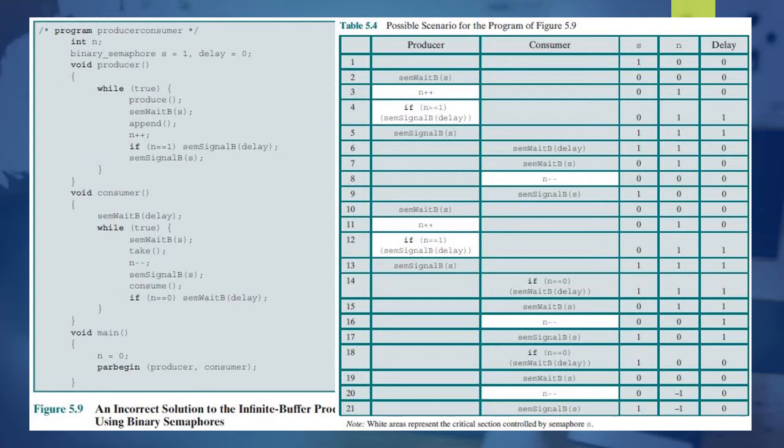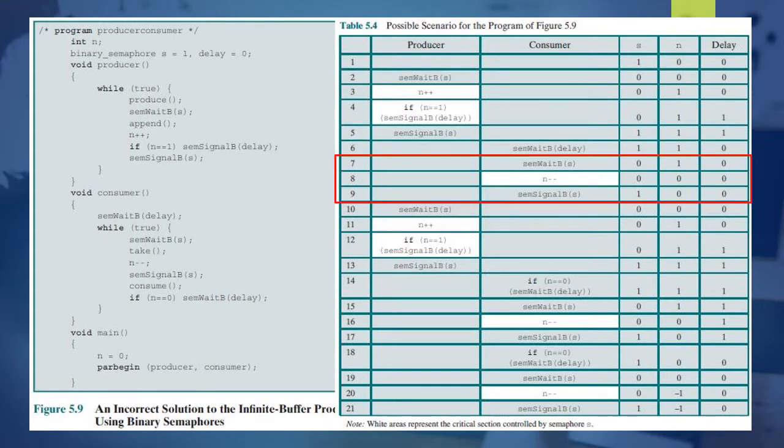Consider the following scenario. We start with n equals 0. A producer comes in, acquires mutual exclusion, appends an item to the buffer, and increments n. Since n equals 1, the producer issues a SemSignalB on delay to unblock any waiting consumer. In line 6, the consumer executes a SemWaitB on delay, but it is not blocked as a producer has already arrived. So, the SemSignalB on delay by the producer is balanced out by the SemWaitB on delay by the consumer.